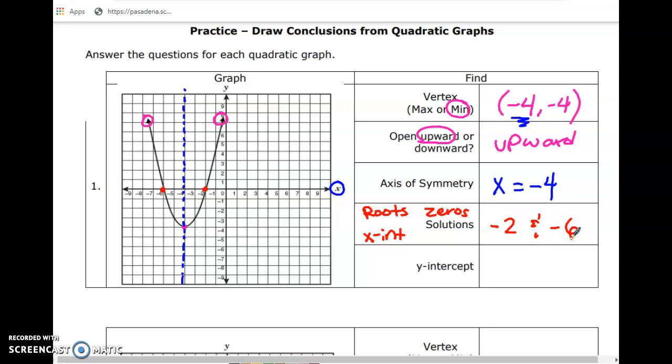Okay, and the newest one is the y-intercept. So if you continue, it will go right here through 8. So that's written 0, 8. Y-intercept is where it crosses on the y-axis. Okay, let's go to the next one.